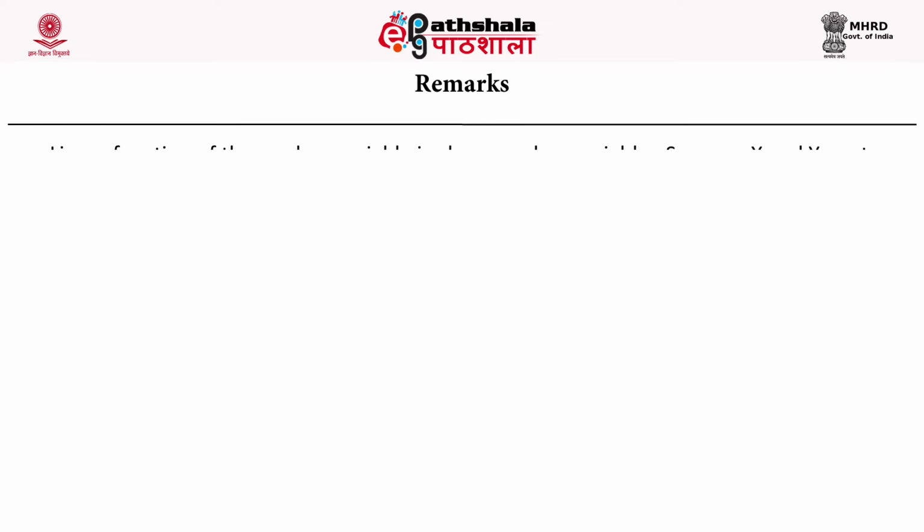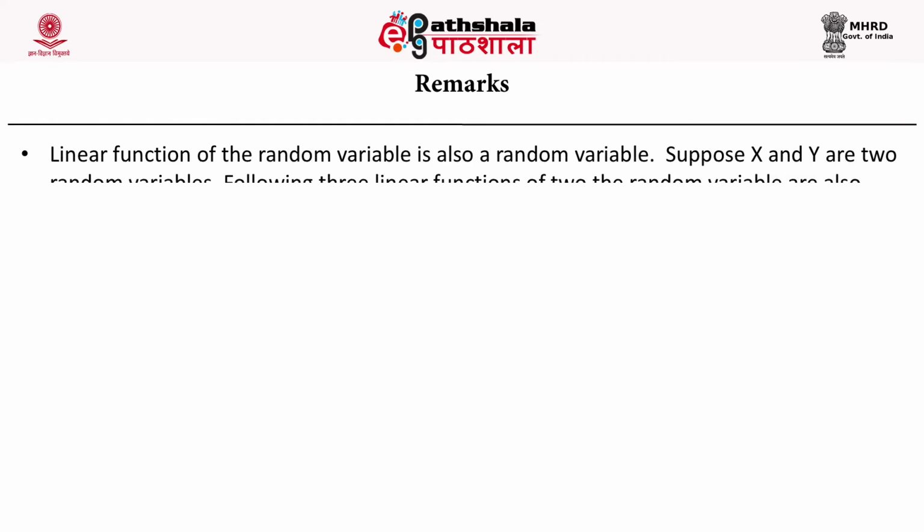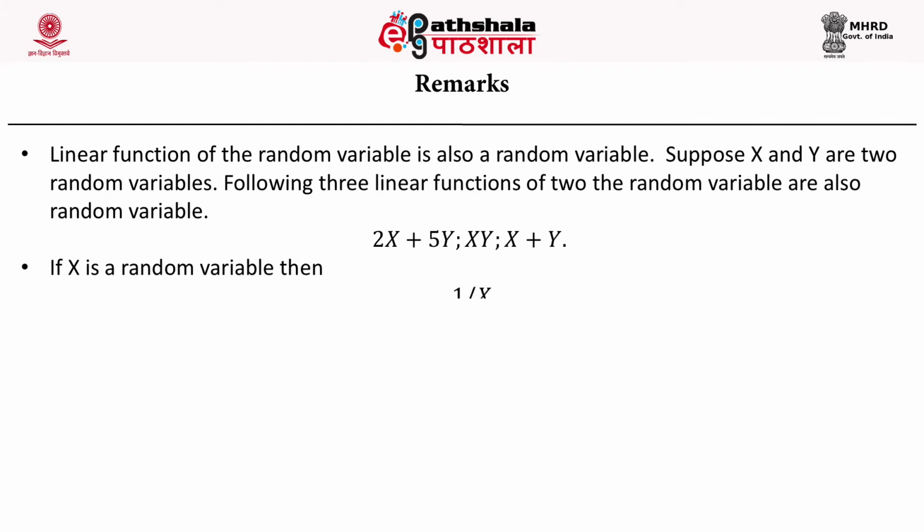So we have some remarks here. A linear function of a random variable is also a random variable. Suppose X and Y are 2 random variables. The following 3 linear functions of these 2 random variables are also random variables. For example, 2X plus 5Y, XY and X plus Y are also random variables. That means they satisfy the properties of a random variable.